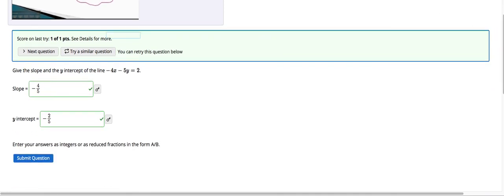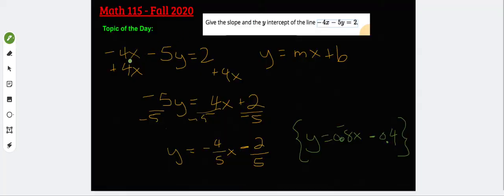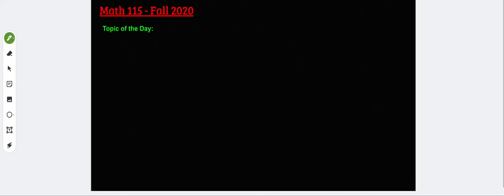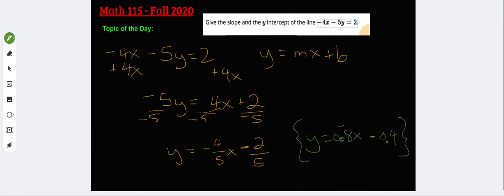Another way, which is probably better if you practice it a couple times, I'm going to write that problem again. I'm going to go to my next screen. Okay, what have I got? Negative 4x minus 5y equals 2. I just want to make sure I wrote that right. Negative 4x minus 5y equals 2.